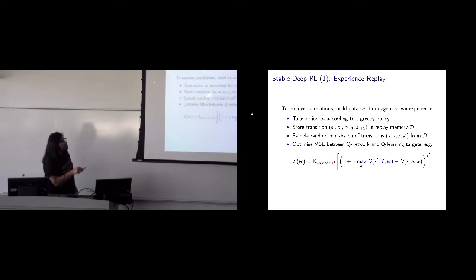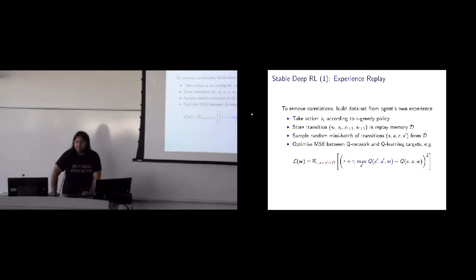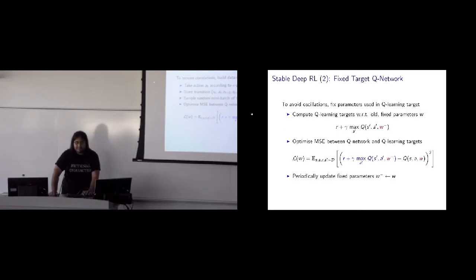Then the agent stores the transition, or this tuple of the current state, the action taken at the current state, the resulting reward signal, and the next state, in a replay memory D. Then the agent samples a random mini batch of transitions from D. Then it trains based on the sampled mini batch. Are we clear what experience replay is? Do we have any questions so far? Any questions? Does anyone want me to go over this again? Okay.